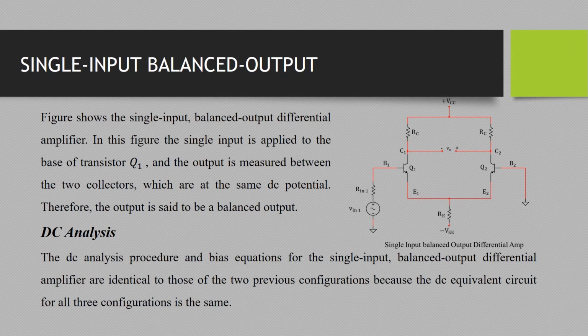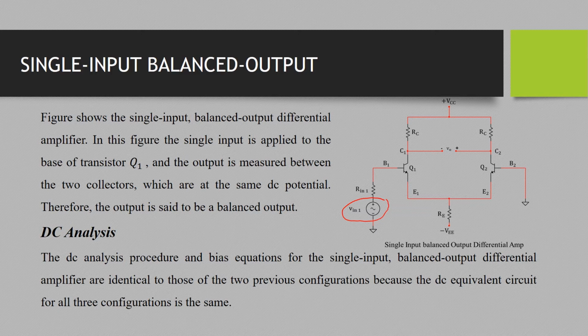So, in case of single input balanced output differential amplifier, we are having a single input which is applied to the base of transistor Q1 and the output is measured between the two collectors of transistors Q1 and Q2. That is the reason it is called a single input balanced output differential amplifier.